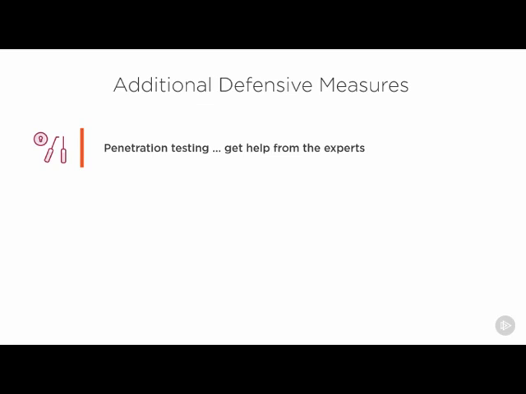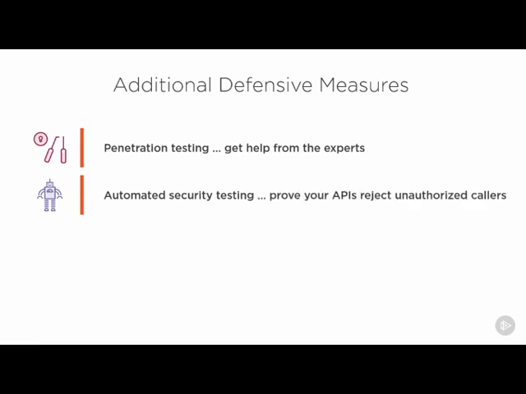I also recommend that you create automated tests that verify that your security is working as expected. Don't just assume that you've configured your virtual networking or access token validation correctly. Run some tests that prove that unauthorized users are not able to call your APIs.